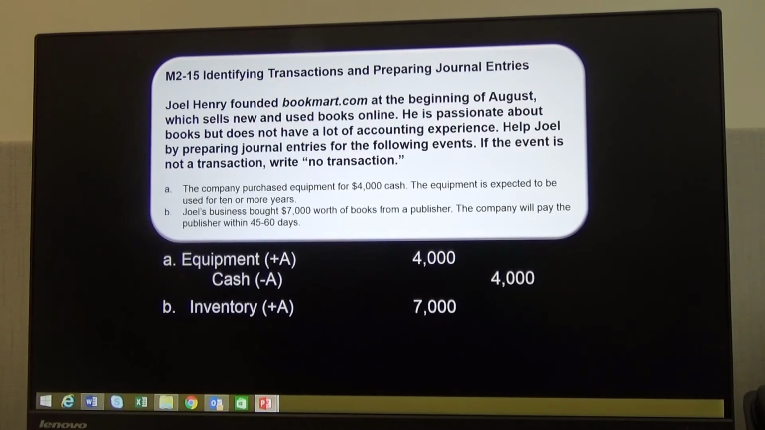Inventory are the products that we intend to sell in our company as part of our normal business operations. So we're going to increase that inventory asset by $7,000, and because we haven't paid yet, we can't credit cash. Instead, we're going to credit this accounts payable account that indicates that we still owe the publisher this money.